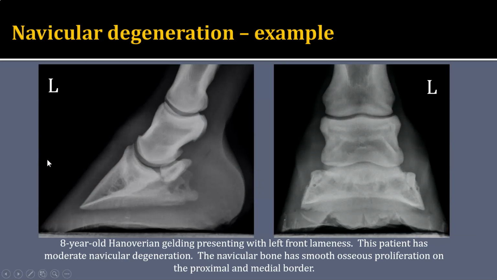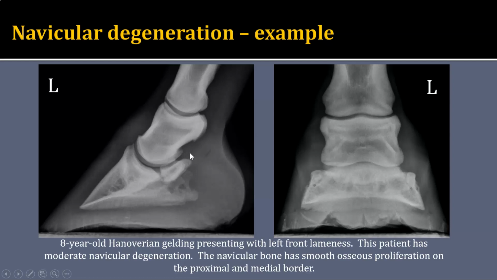The final examples here are kind of complete studies of patients. So this is an 8-year-old Hanoverian gelding who's presenting with left front lameness. And on this slide, we have the kind of standard orthogonal views. In this patient, one thing I want to point out is there is a small bit of gas opacity on the palmar aspect. That is probably iatrogenic from the lameness examination and nerve blocks.